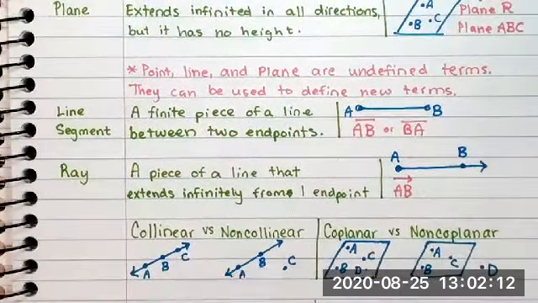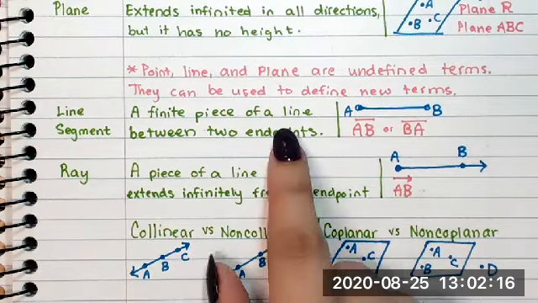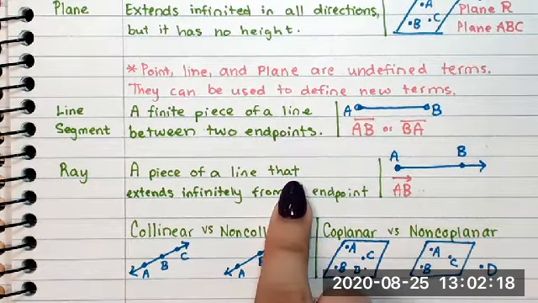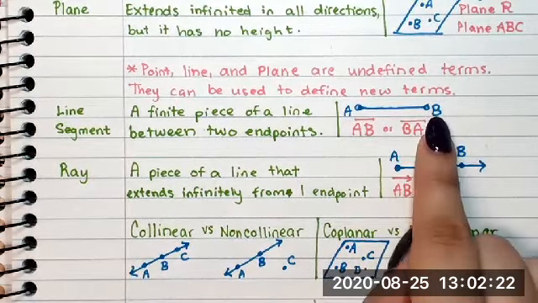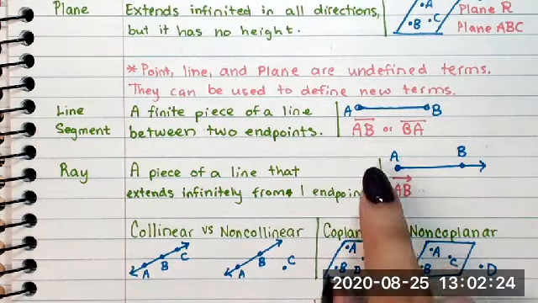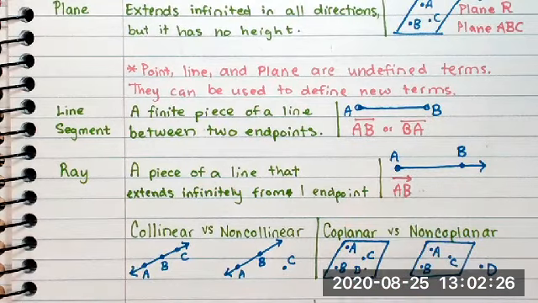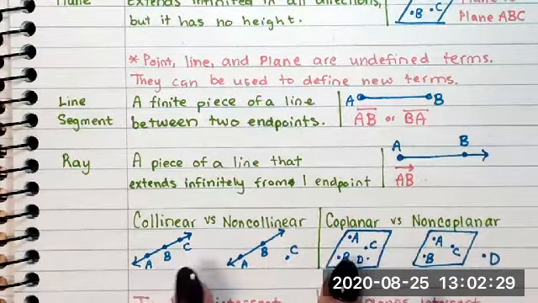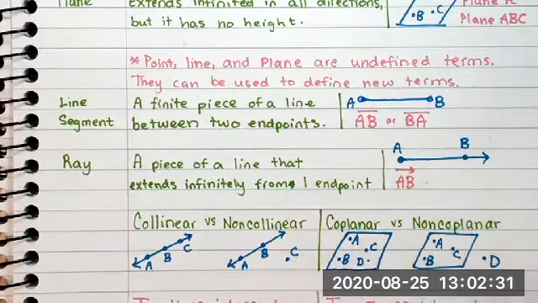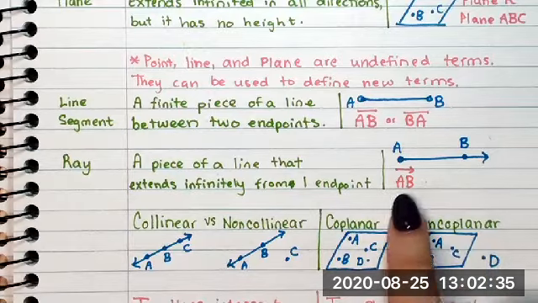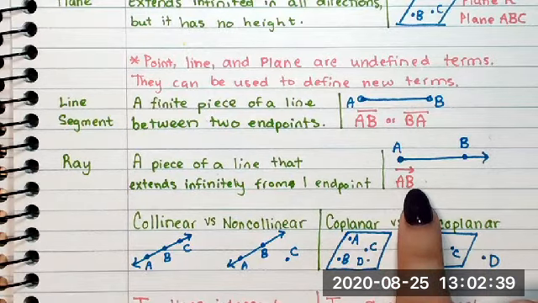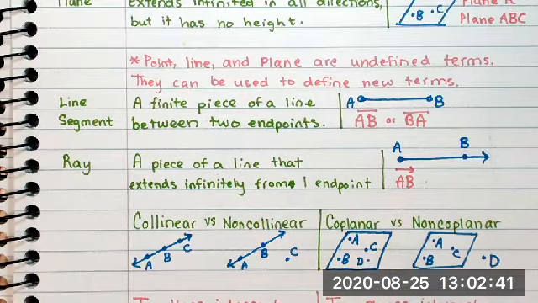Then we talked about two terms, line segment and ray, which are pieces of lines. A line segment is a finite piece that's just between the two endpoints, and this is something you could measure. And it has the same naming as a line. A ray is a piece of a line that extends infinitely from one single endpoint and just keeps on going. And you name it endpoint first, and then the second point on the ray with the ray symbol on top.